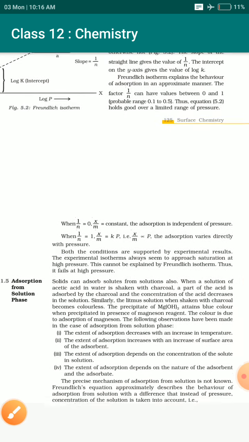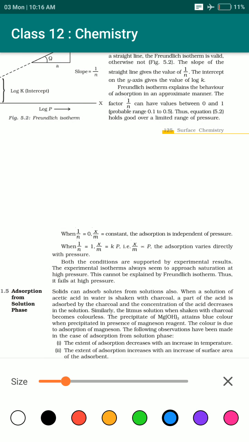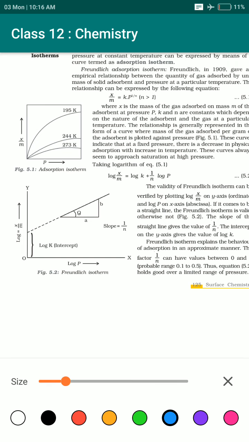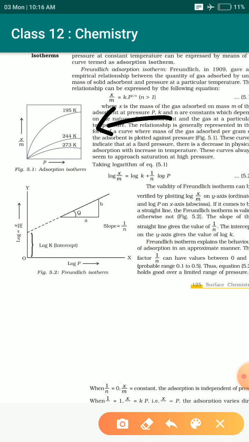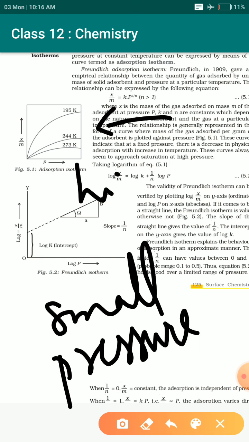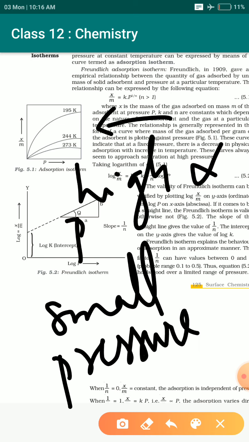But the problem in the Freundlich adsorption isotherm is that it actually cannot explain high pressure situations. What happens in very high pressure conditions, it cannot explain. So definitely one thing is very clear, that this concept is true about the adsorption process because it is giving a straight line graph, but it is applicable only for small, limited pressure conditions, and is not applicable for high pressure conditions. I hope you understood the concept.